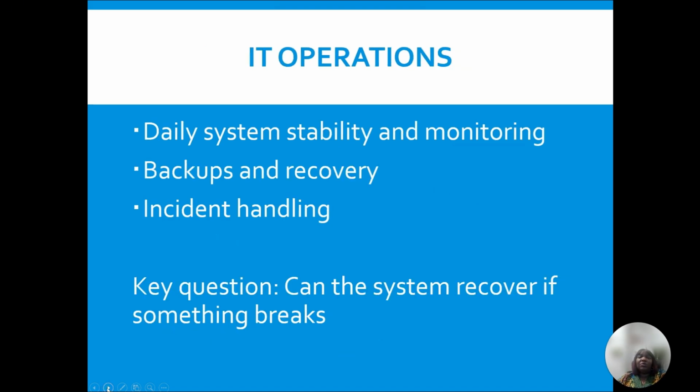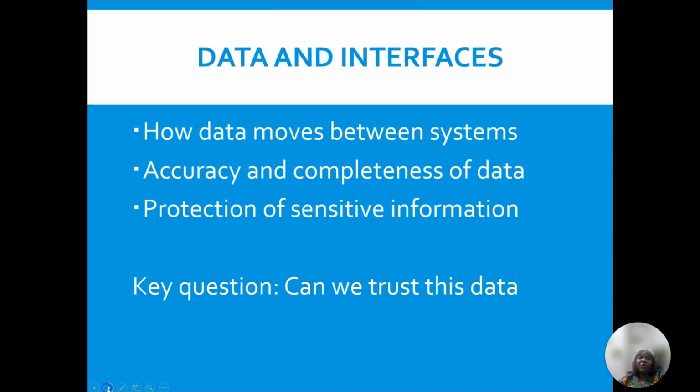Okay. The third one is IT operations. When you're talking about IT operations, think backups and recovery, the daily system stability and monitoring, the batch jobs, are they being controlled, incident handling, how do they monitor all this? If something goes wrong, can the system recover if it breaks or crashes? Is there any backup or recovery plan? Who is monitoring the daily batch jobs? Things like that. That is what you're looking at in IT operations.